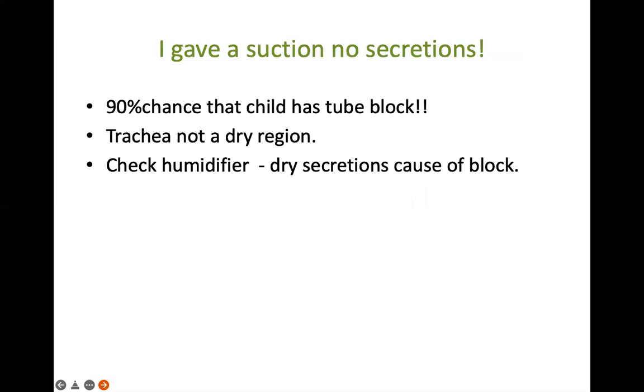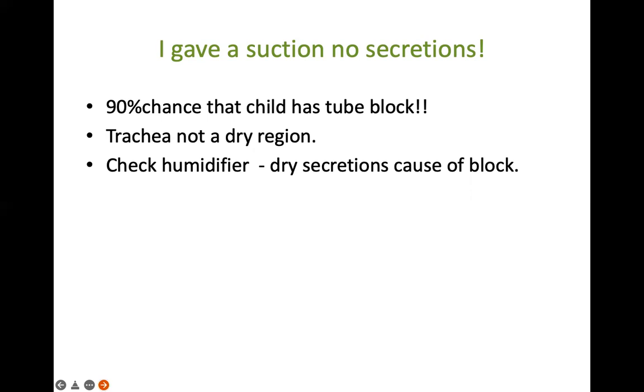So if you give a suction and you don't get any secretions, please take my word, 90% of the times, the chance is the child is having a tube block. Why do I say so? Remember, trachea is not a place where you don't have any secretions. You have secretions there. Your mucosa is there to secrete secretions. So if you're not getting anything, no secretions at all from your trachea, there's a high chance that it is a tube block because of which your suction catheter is not reaching the tracheal mucosa.